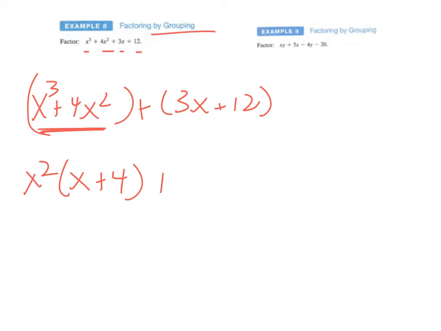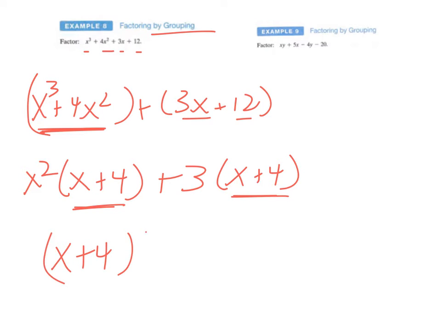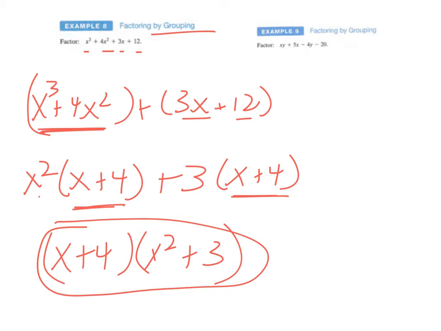When I do the same thing over here, greatest common factor happens to be a 3. When I factor that out, I get x plus 4. What's in the parentheses now is the same method we just got done doing. It's common, so that becomes my factor. And then what's left over, x squared plus 3, is my other factor. And there's the answer using the grouping method.